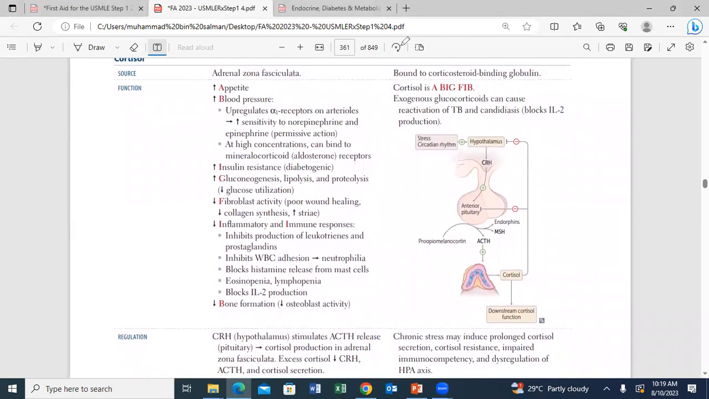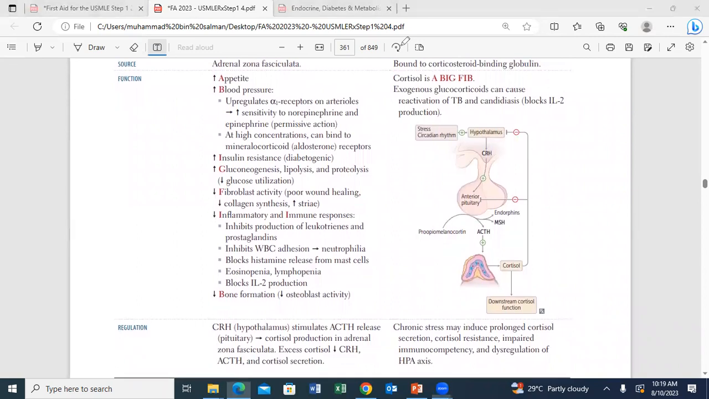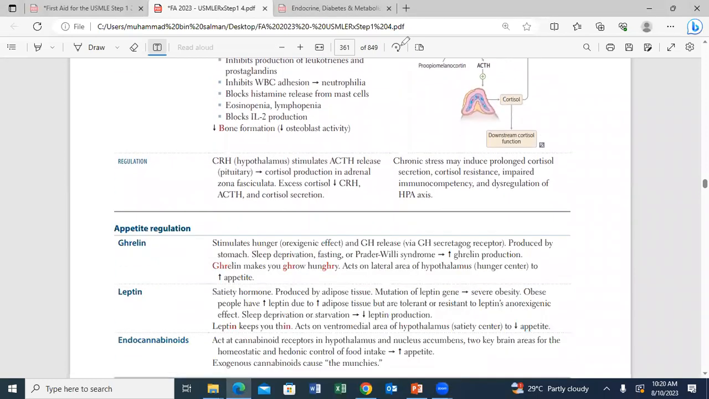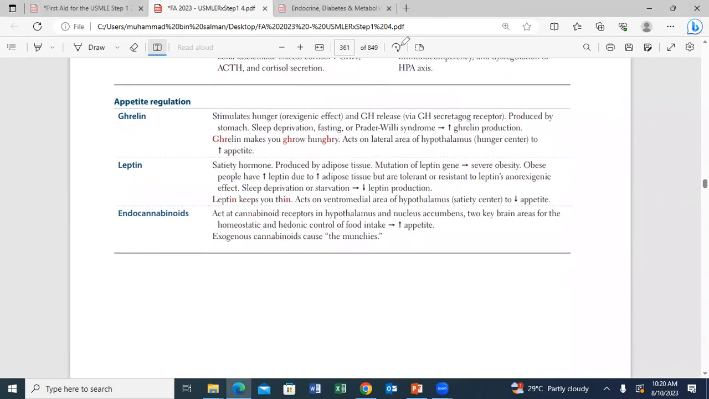I don't think they're very difficult for you, right? You see, it's written over here. Exogenous glucocorticoids can cause reactivation of TB and candidiasis. So we do use exogenous glucocorticoids, but they do have side effects. So with candidiasis, you can have a patient with a white substance present on the tongue or such symptoms in the vagina. All right. Now let's have a look at the appetite regulation.